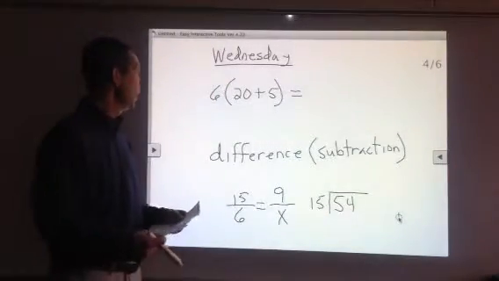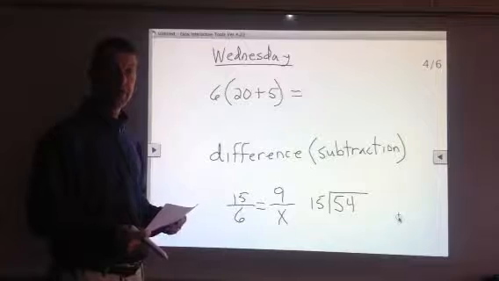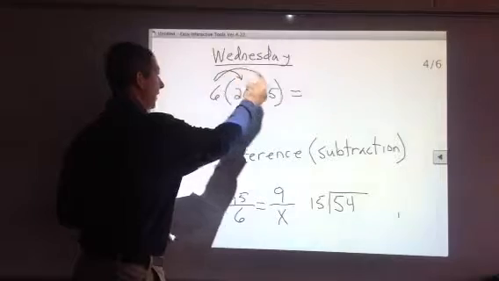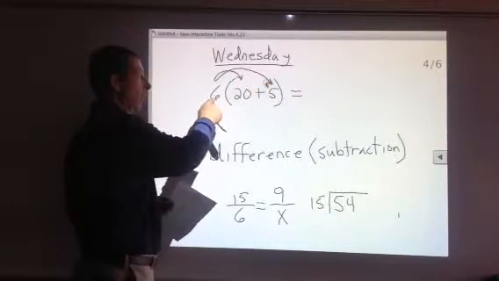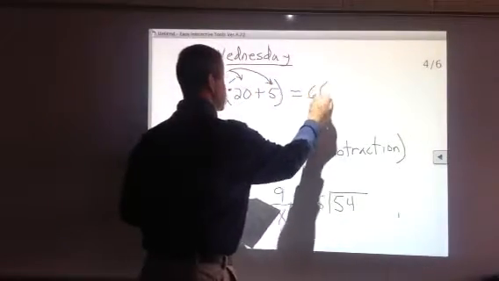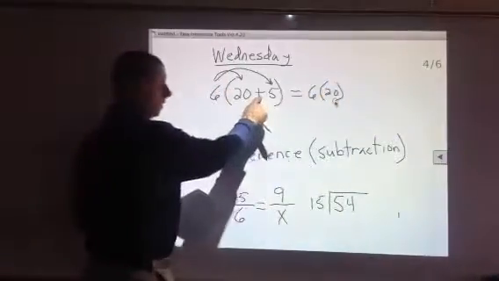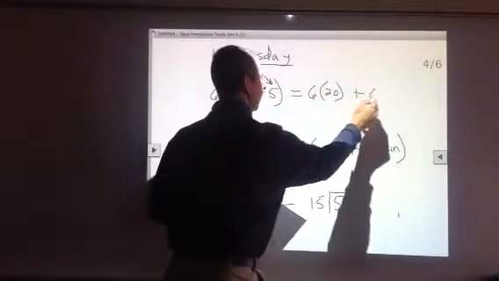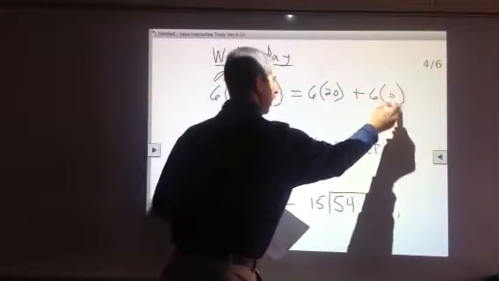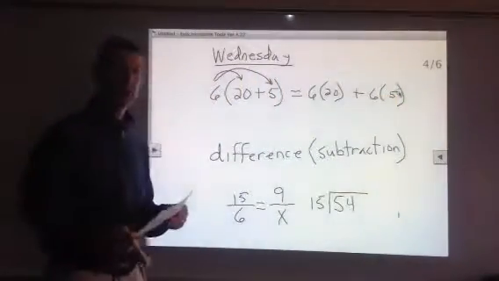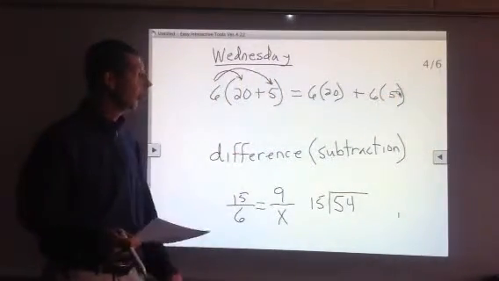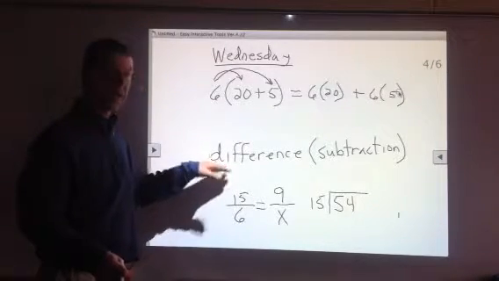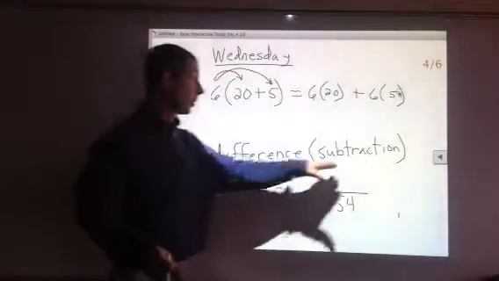On Wednesday, you have a problem where you got to use the distributive property. This is the distributive property. We have to multiply both of these numbers by the number on the outside. So this is like 6 times 20 plus, because there's an addition sign here, plus 6 times 5. That's using the distributive property. By using the distributive property, quite often you can do problems in your head a little easier. The difference, they're asking for the difference on a problem, that's just subtraction.